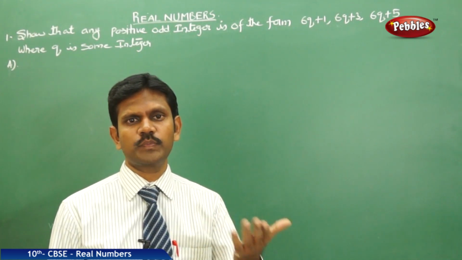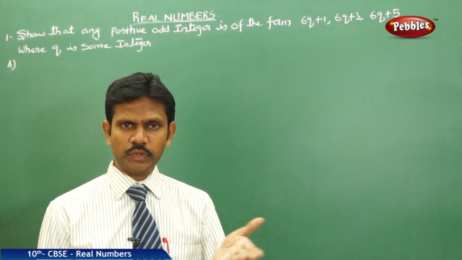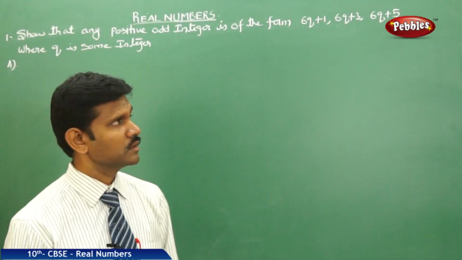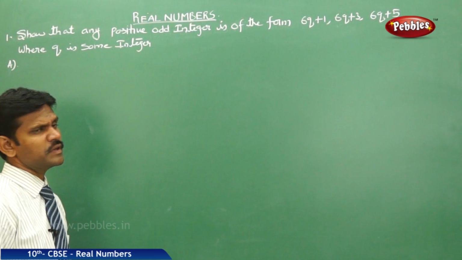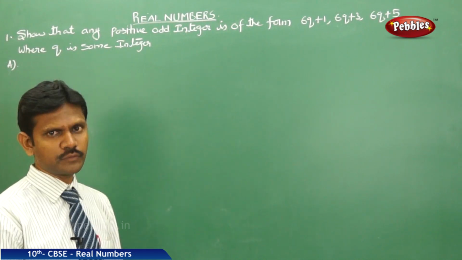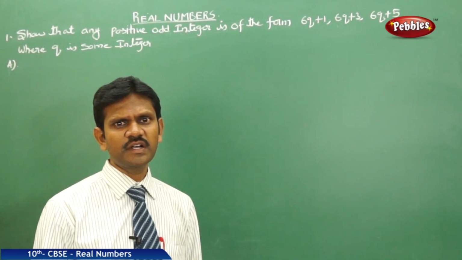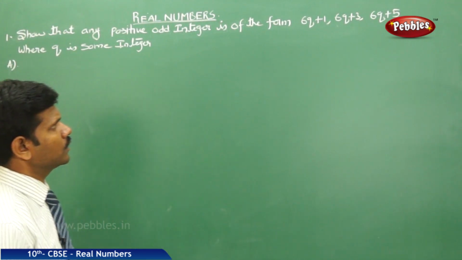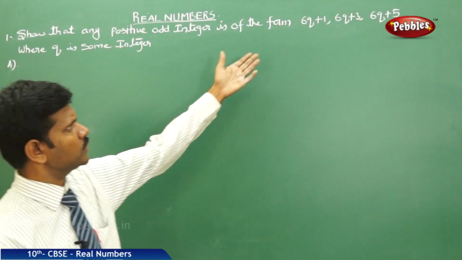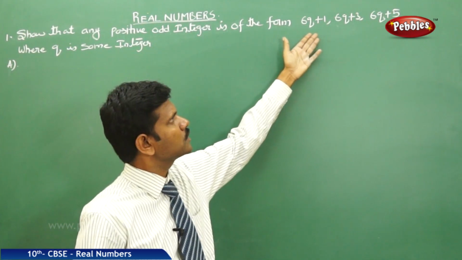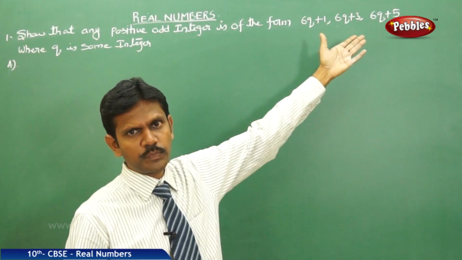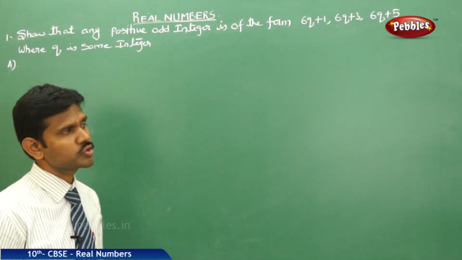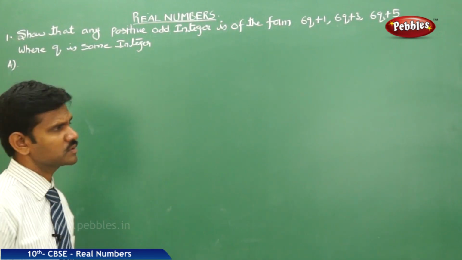is of the form 2q plus 1, that is either 2n or 2n plus 1. That means every even number can be expressed as the multiple of 2, that is the 2n. Every odd integer can be expressed as in the form of 2n plus 1. Now here from the question, we have to show that 6q plus 1, 6q plus 3, 6q plus 5 are only odd integers.